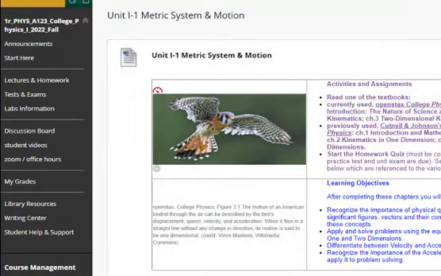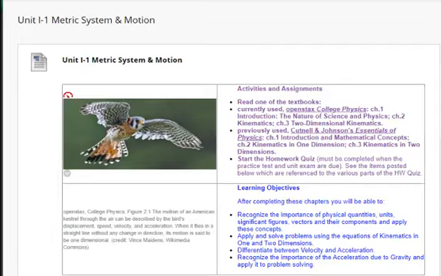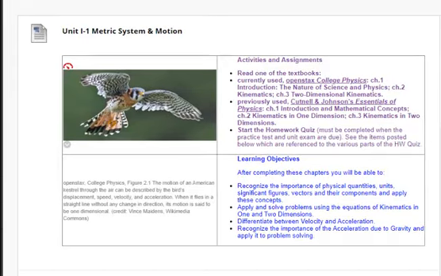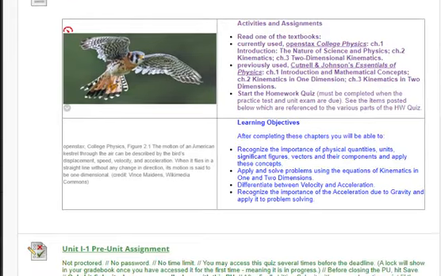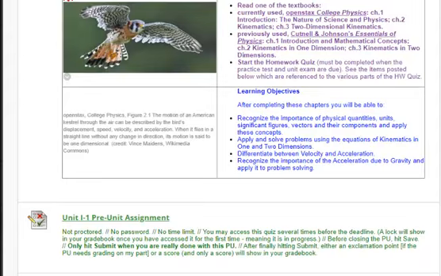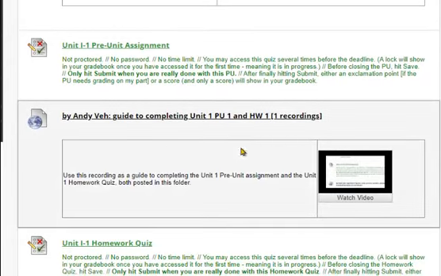So here's an opener, the assignments here. Pre-unit assignment, I'm going to take this over actually here. There we go, a little better. So pre-unit assignment, homework, and there's also a practice test and a unit exam, but I'm not covering that in this guide. So here's the pre-unit assignment.